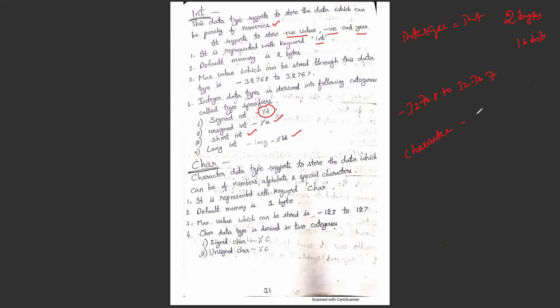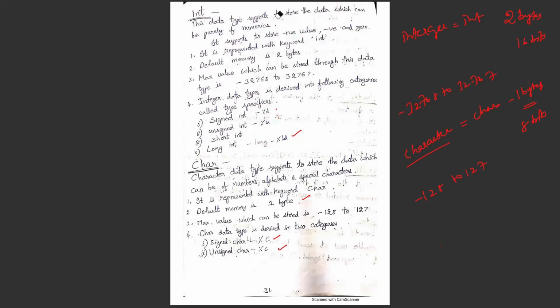Character is represented with a keyword called char. By default, it occupies 1 byte of memory, which is nothing but 8 bits. So the range of values you can allocate for this character is minus 128 to 127. The character data type is derived into two categories: signed character, which is percentile c, and unsigned character, also percentile c. Is that point clear? So this is the data type for integer and character.